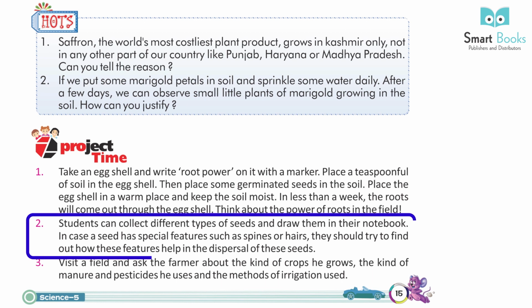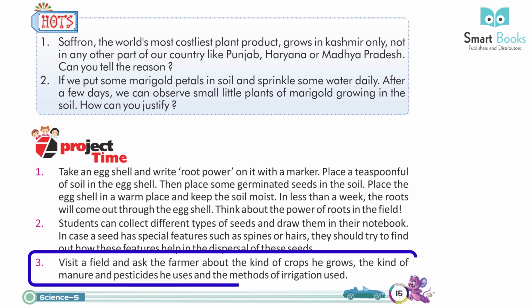2. Students can collect different types of seeds and draw them in their notebooks. In case a seed has special features such as spines or hairs, they should try to find out how these features help in dispersal of these seeds. 3. Visit a field and ask the farmer about the kind of crops he grows, the kind of manure and pesticides he uses, and the method of irrigation used.